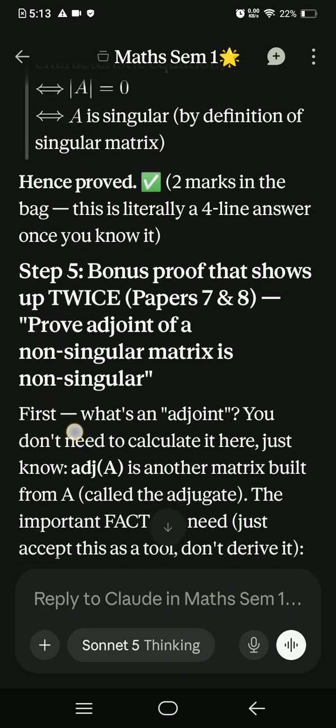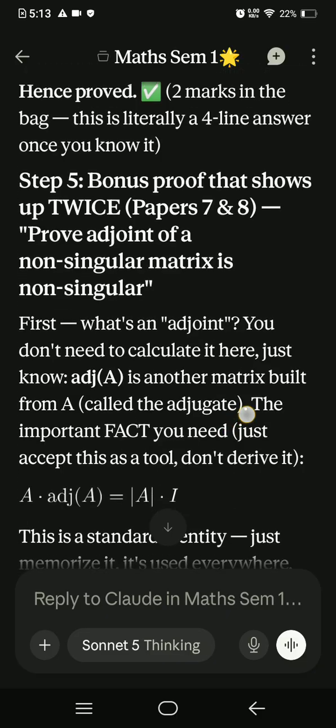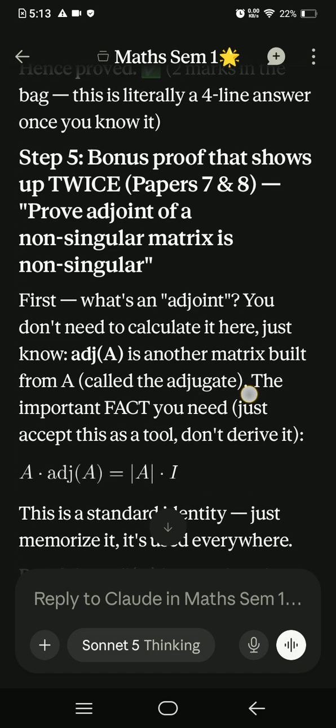Okay, so step 5, a bonus proof that shows up twice. Prove that the adjoint of a non-singular matrix is non-singular. First, what's an adjoint? You don't need to calculate it here. Just know the adjoint is another matrix built from A, called the adjugate.